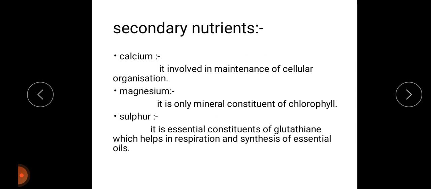Sulfur is an essential constituent of glutathione, which helps in respiration and the synthesis of essential oils, and it is also a constituent of enzymes and metalloproteins, and essential amino acids like cysteine and methionine. These essential amino acids are also produced in oilseed crops. So these are the important roles of sulfur.